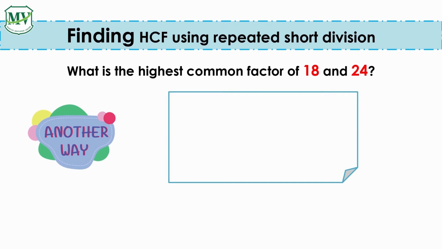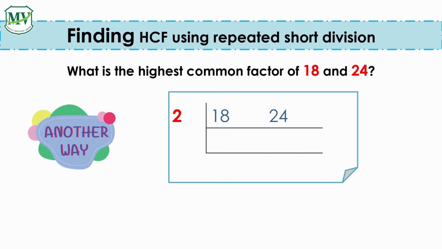Let's move on to another method of finding HCF. We are going to find the HCF of 18 and 24 using repeated short division. First, we will find a prime factor that can divide both 18 and 24. What prime number can we divide both 18 and 24? Yes, 2 is a prime factor of 18 and 24. So, let's start dividing 18 and 24 by 2.